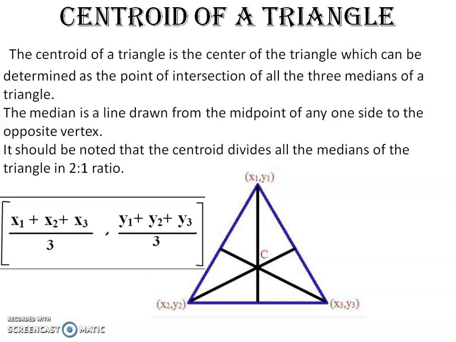So if I take the coordinates as (x1, y1), (x2, y2) and (x3, y3), the coordinates of the centroid are given as (x1 plus x2 plus x3) by 3 and (y1 plus y2 plus y3) by 3. This is an important formula that is not given in your textbook. So make sure that you learn this for the exam. Okay, we'll see 2 problems which come from this topic.